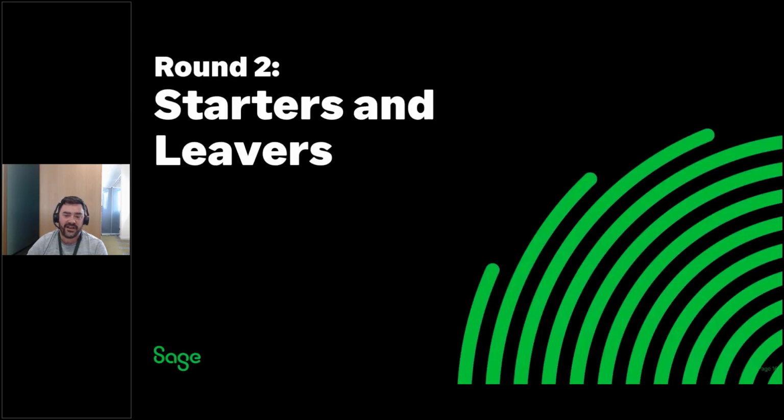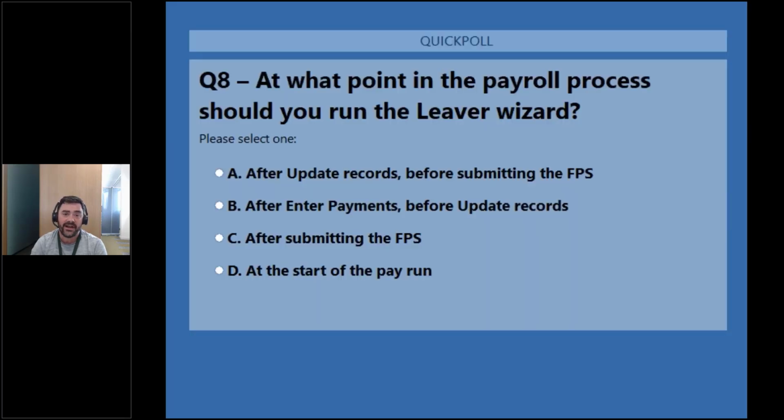And we will now move on to the last question of this round, question number 8. At what point in the payroll process should you run the leaver wizard? Is that after update records, before submitting the FPS? Is the answer after enter payments, but before update records? Do you do it after submitting the FPS? Or do you do it at the start of the pay run? So at what point in the process should you run the leaver wizard?